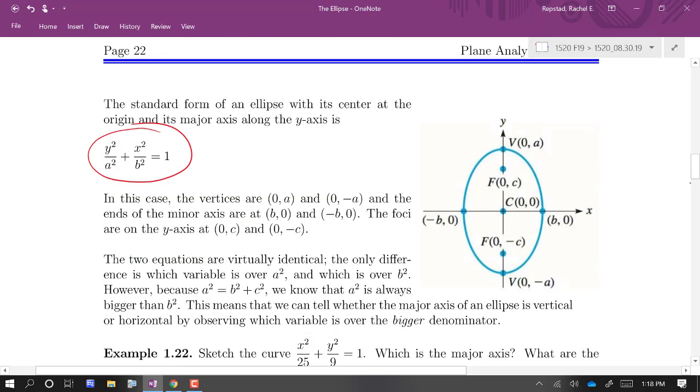So we can tell which way our ellipse is oriented. If we have it written in standard form, we can tell which way it's oriented because A is always bigger, so I just look to see which has the biggest number underneath.